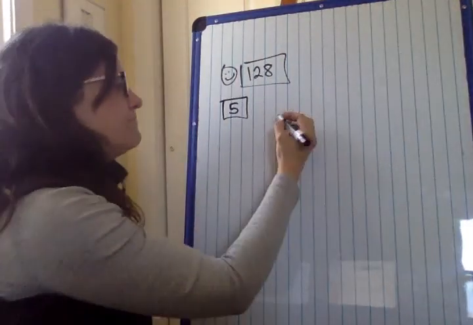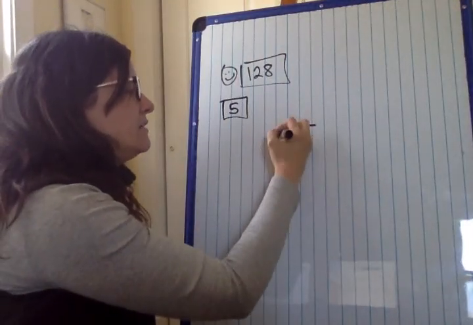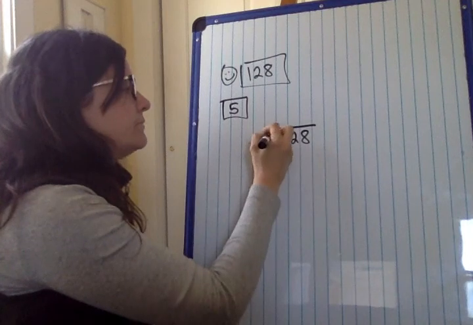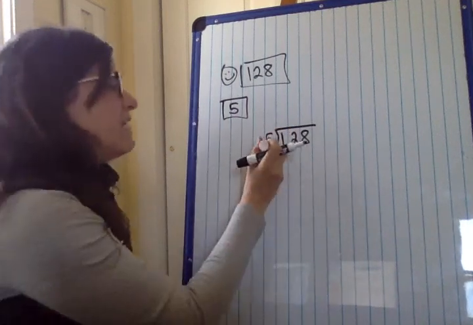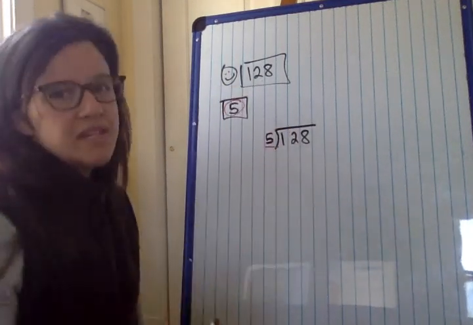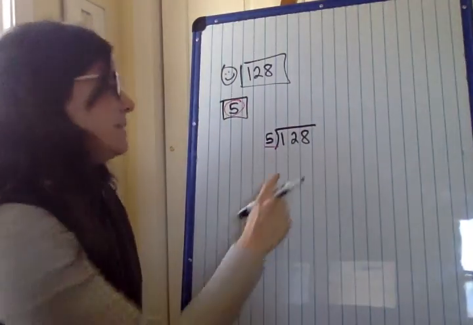So let's set up our division. We've got 128 DVDs all together, and she can divide them into boxes of 5. So this is the number that's doing the dividing. It's our divisor. Let's go one step at a time.